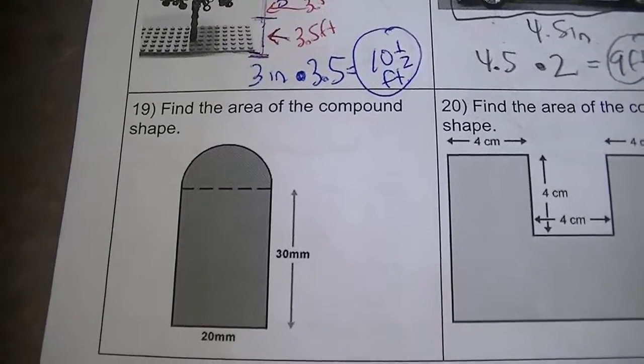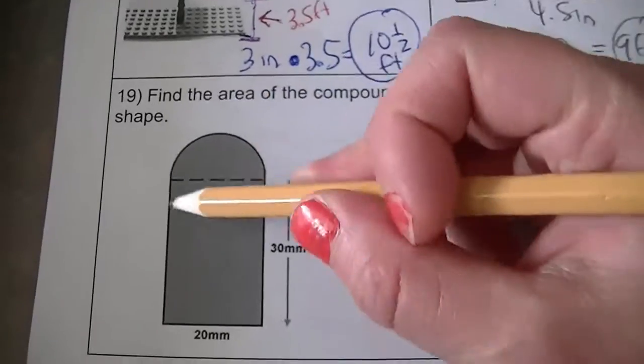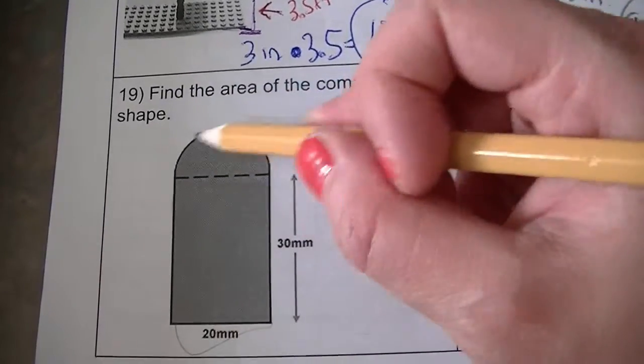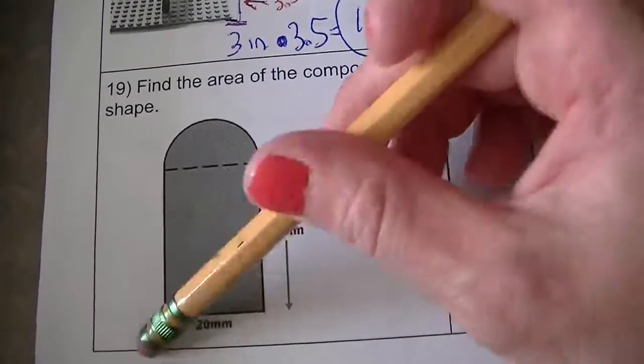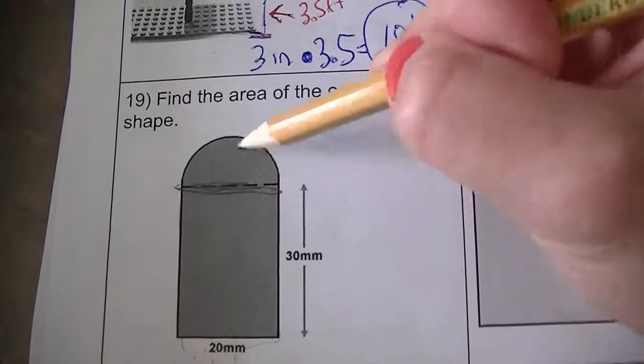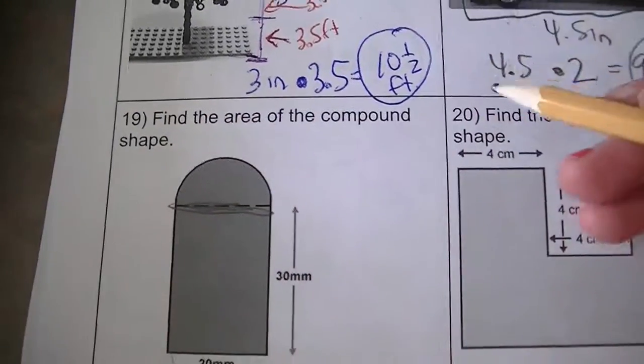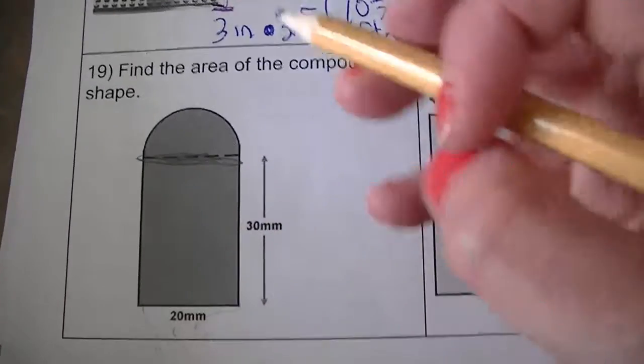Number 19, find the area of the compound shape. So you see this compound shape right here is composed of a rectangle and a semicircle, okay? So when I'm looking at this problem, I know that we need to divide it up and find the areas of each of the sections, and then add them together to find the total area of this compound shape.